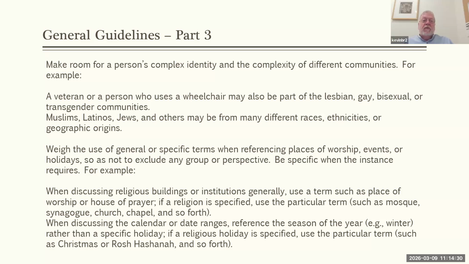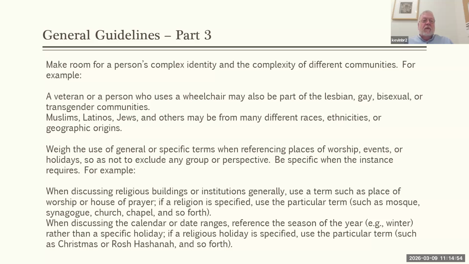Muslims, Latinos, and Jews may be from many different races, ethnicities, or geographic origins. So you want to weigh the use of general and specific terms when referencing places of worship, so as not to exclude any group or perspective. Be specific when the instance requires, and I would say be specific in almost all instances.